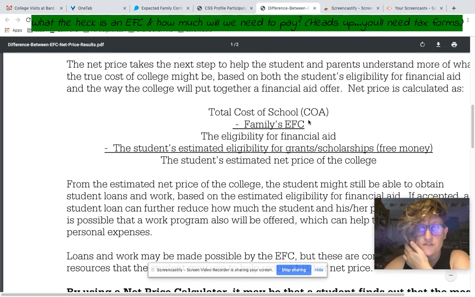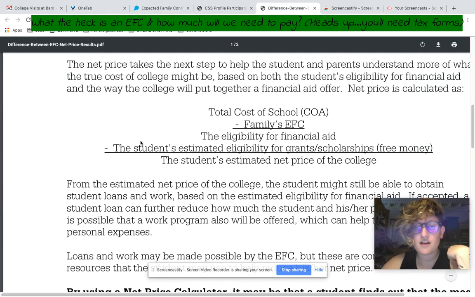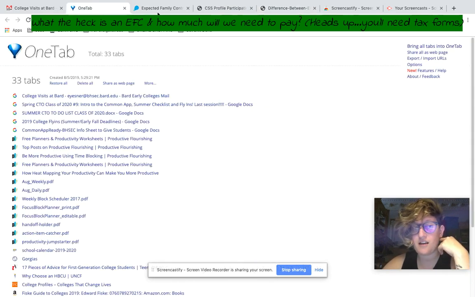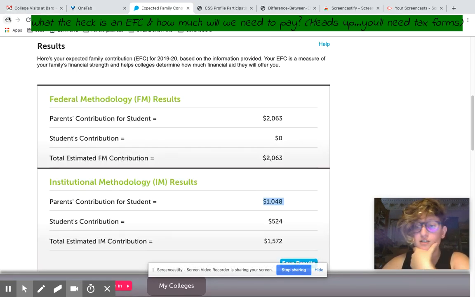Remember that this is the total cost of attendance minus the family's EFC. So again, if the school costs $75,000, and your family's institutional methodology is, let's say, $1,500, then the student's going to get free money, and the estimated net price of the college is going to be very little. Right? So that's a big deal. A lot of students feel like they can't afford to go to an expensive college, but that's not necessarily the case, right?